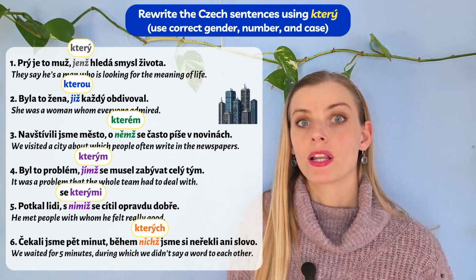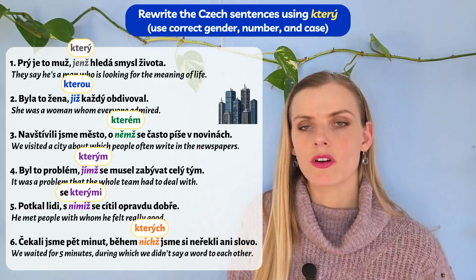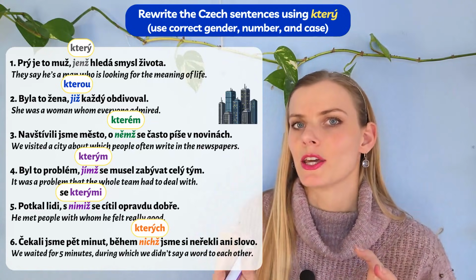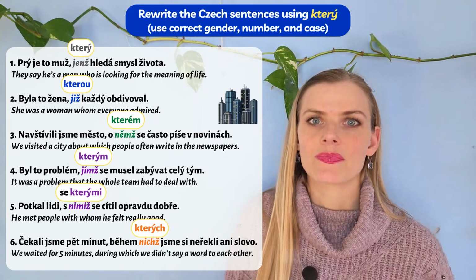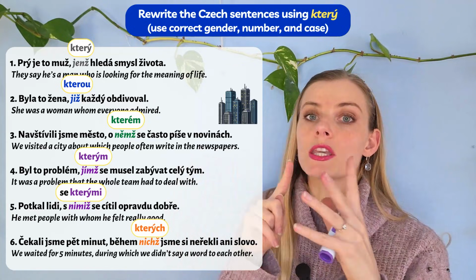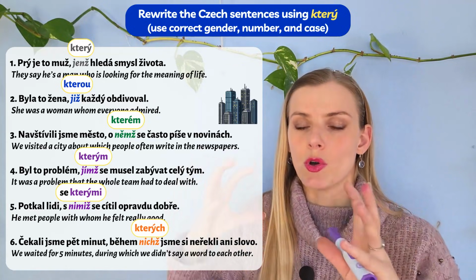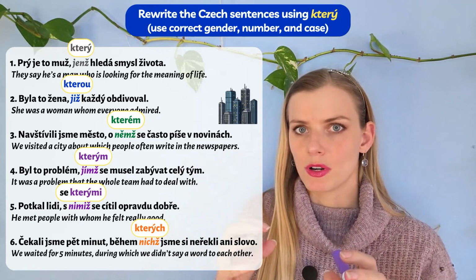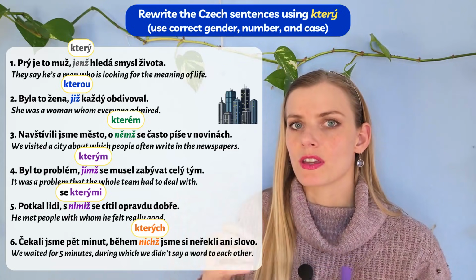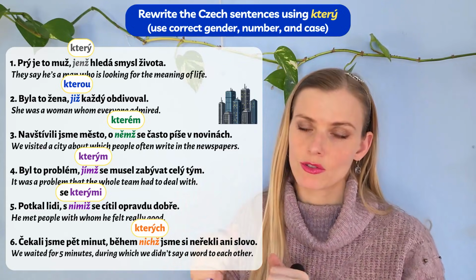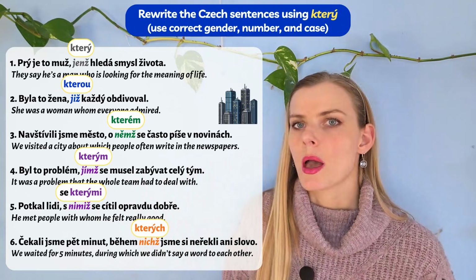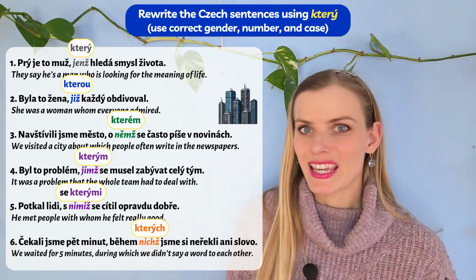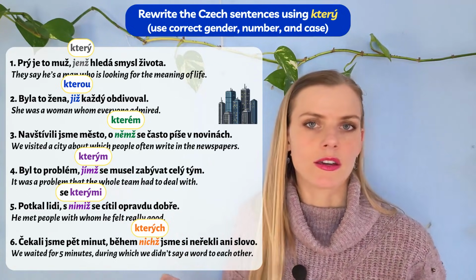Číslo 2. Byla to žena, již každý obdivoval, již replaced by kterou. This is the accusative case. Již is similar to ji. So if you take the pronoun ona, the personal pronoun ona, and you use the accusative case, it would be ji, her. So you just add ž, již. But I don't think a lot of people would say this actually. You would find this in a book.